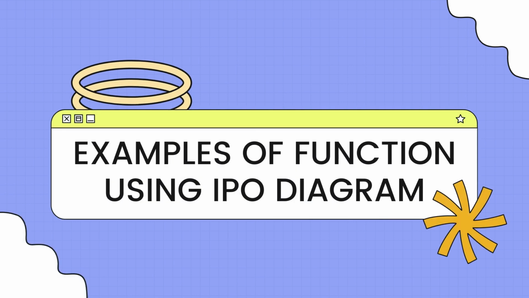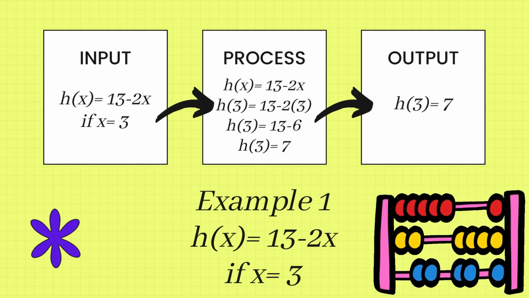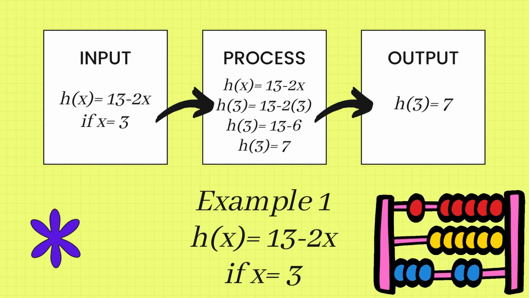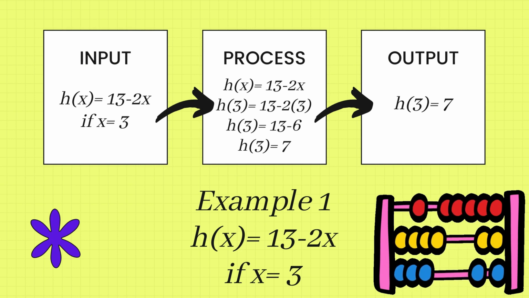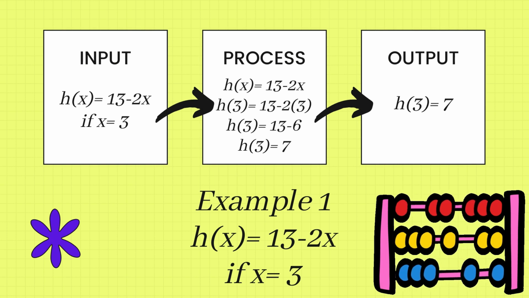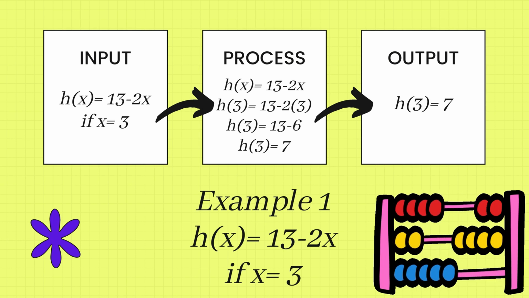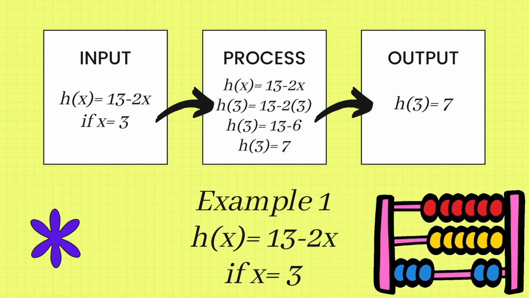Examples of function using the input-process diagram. Example number 1. Input: the function h of x equals 13 minus 2x, if x is equal to 3. The process will be h of x equals 13 minus 2x. h of 3 is equal to 13 minus 2 times 3. And the next process will be h of 3 is equal to 13 minus 6. Output will be h of 3 is equal to 7.